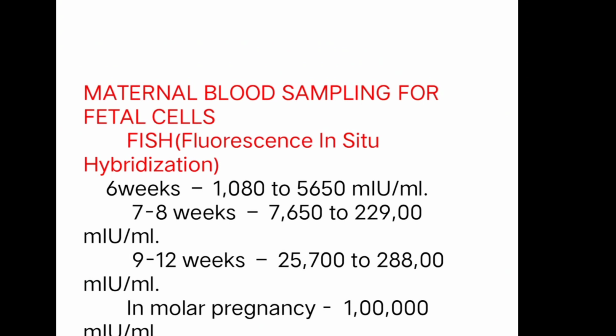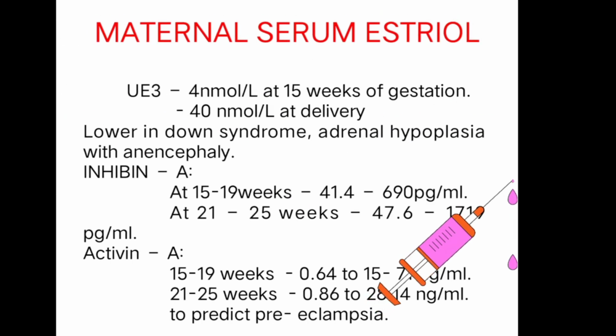Next is maternal blood sampling, fetal cells. We will count the fetal cells by 6 weeks, 7 to 8 weeks, 9 to 12 weeks. So there is a normal range that it has to be in that particular value. If it is elevated, we will suspect there is an abnormality. Next is maternal serum estriol level. Estriol is indicated by UE3. It is measured in nanomole per liter.